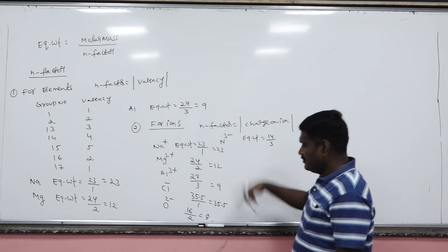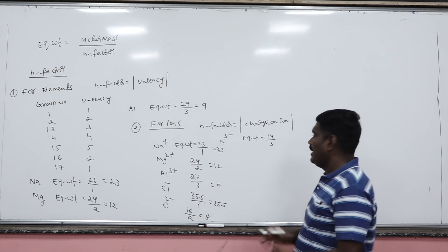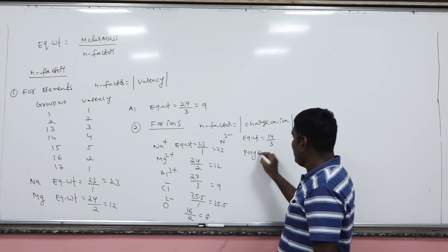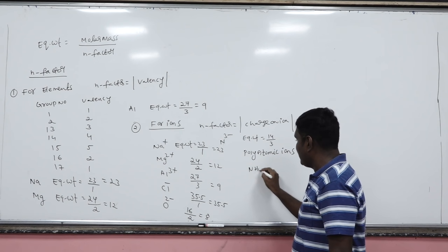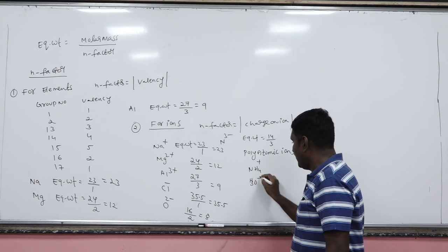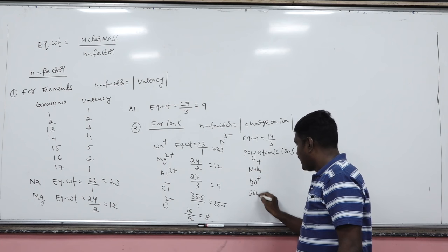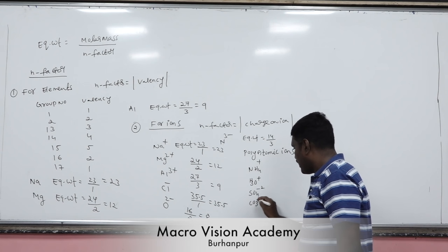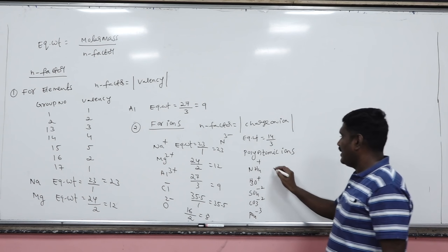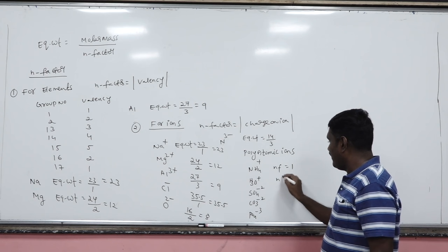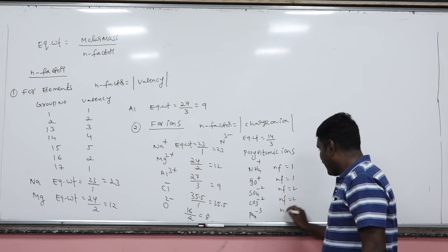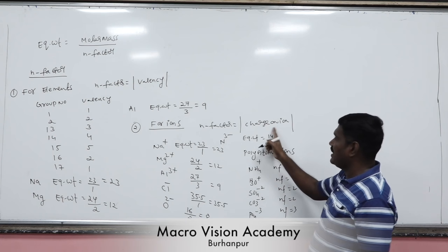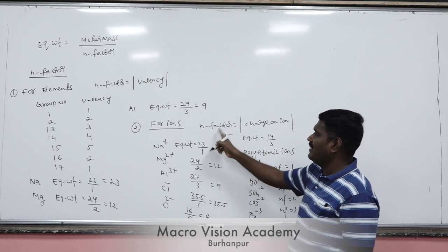Okay, these are monoatomic species. Let's suppose we have polyatomic ions. Let's suppose ammonium ion is there, H3O+ hydronium ion is there, sulfate ion is there, carbonate ion is there, phosphate ion is there. Okay, now the n factor is equal to 1, n factor is 2, n factor here is 3. The magnitude of the charge on the ion is referred to as the corresponding n factor.